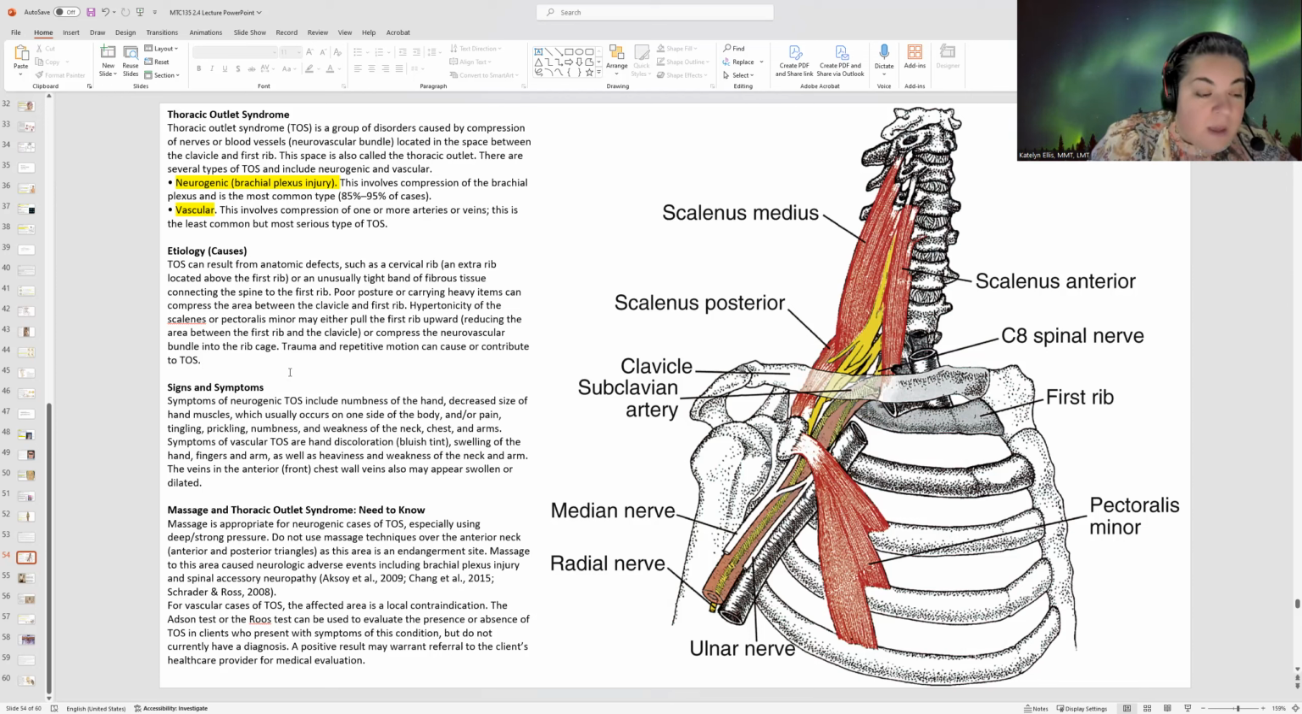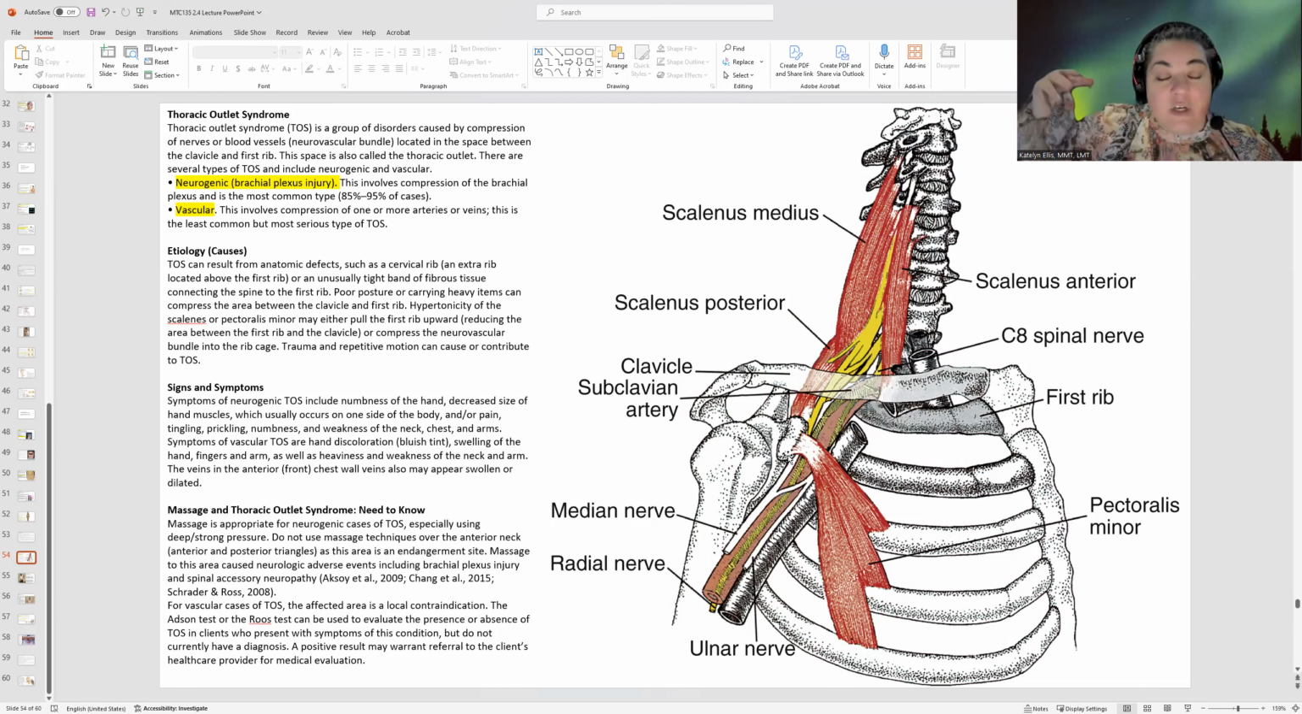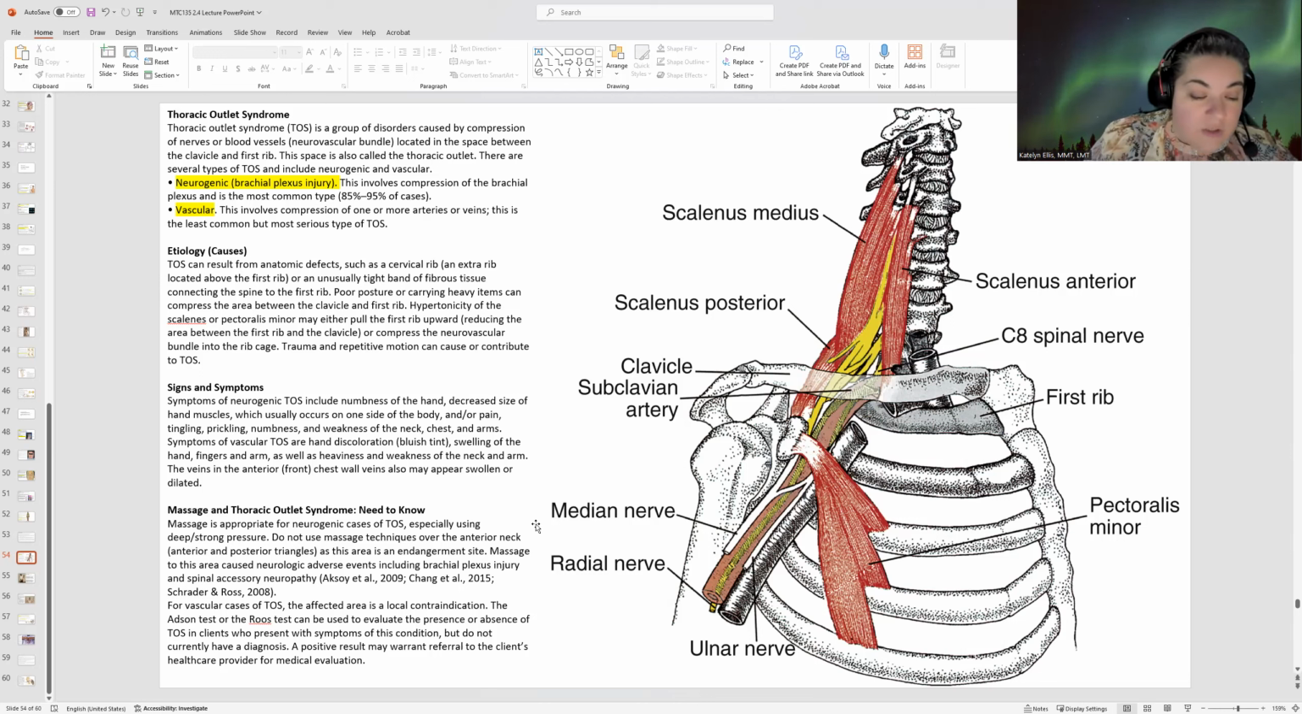of the area. For vascular cases, where the artery or the vein is compressed, this area is a local contraindication. So if it is neurogenic, if it's a brachial plexus injury, you can use deep tissue in the area. If it's a vascular cause, you cannot massage this area. It is a local contraindication for you.